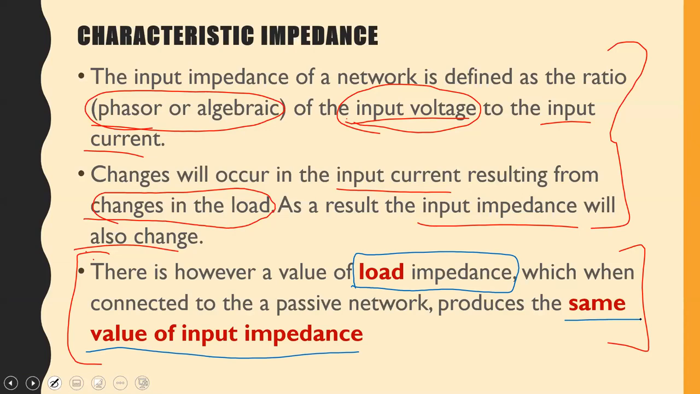So in other words, given what we said earlier in terms of defining the input impedance, we said that it's the input voltage divided by the input current. We went further to say that the input current is going to change based on what I am doing with the load. Now, if the input current is going to change, all we are saying about this particular value of load impedance is that when I connect it to the output, the input impedance will be equal to that value of load that I connect.